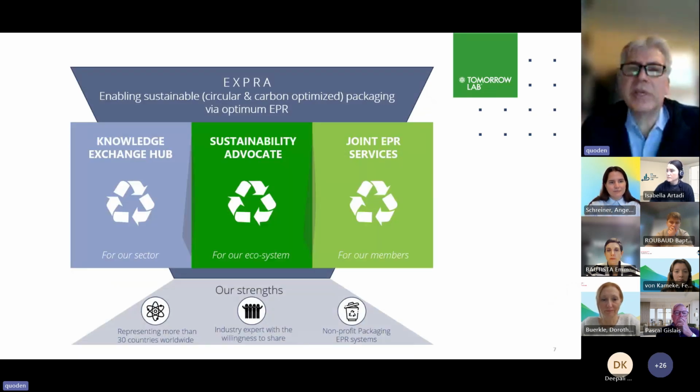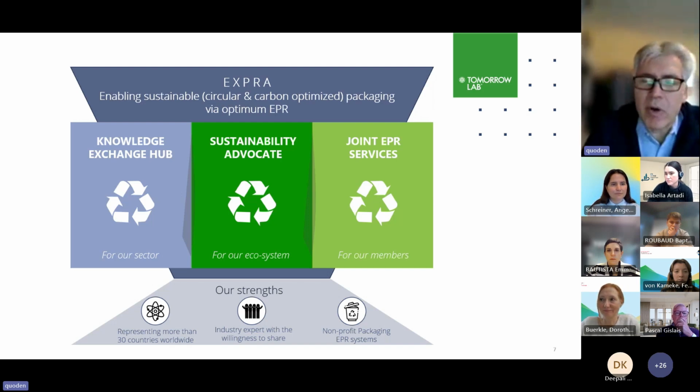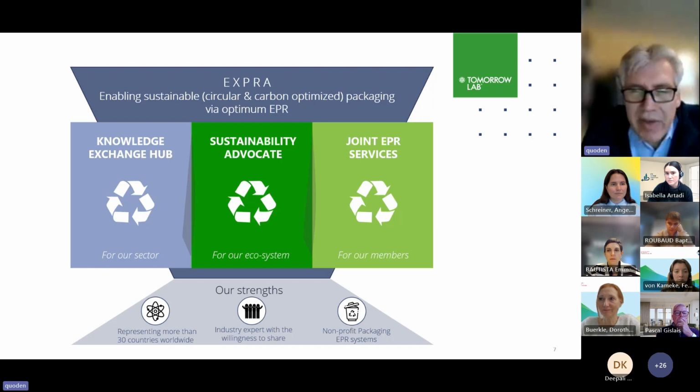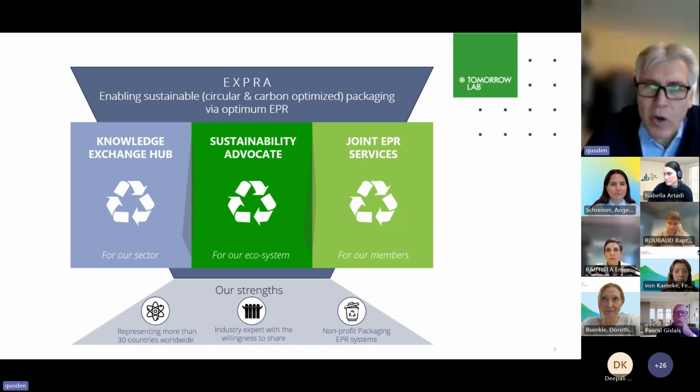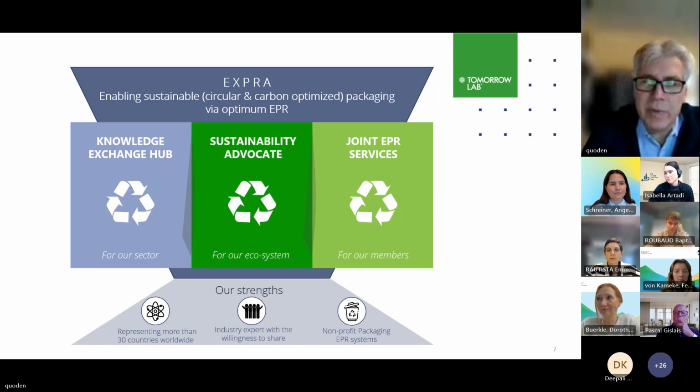EXPRA itself, of course, we have to have a mission and we have to have a vision and so on. So we are trying to help our members, but also the value chain to enable sustainable packaging, sustainable meaning circular, but also carbon optimized, and to avoid that there is a conflict between these two goals. And we think we can achieve this via optimum EPR.